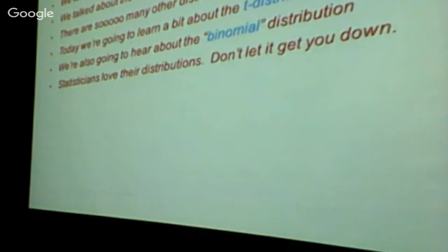Now, like I said, statisticians love the distributions. Don't let it get you down. So remember, inference is when we do things to a sample to learn about the population. What do we call things that we measure in the sample? What's that word? Statistic, exactly. What do we call things we infer about in the population? Parameter, precisely. I keep on repeating that because it's important.